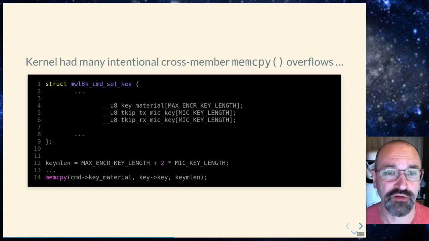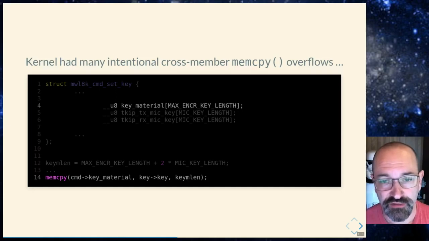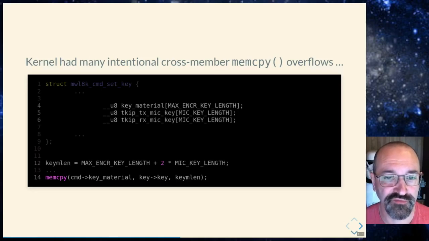So I'll give you an example of these kinds of intentional cross-member memcpy overflows, where we know the sizes ahead of time. All right, so in this memcpy, the destination that we're looking at, the member that's being pointed at, is this key material. So __builtin_object_size inside of the fortified memcpy is going to say, oh, you're MAX_ANCHOR_KEY_LEN long. And then it's going to look at key_mlen, which has a compile-time known size of MAX_ANCHOR_KEY_LEN plus 2 times MIC_KEY_LEN. So it's actually saying, I want to copy across all 3 of these members, which also implicitly implies that they come in a specific order.